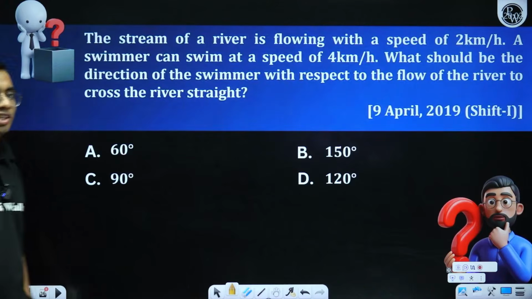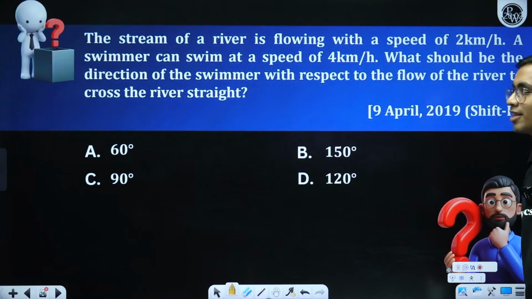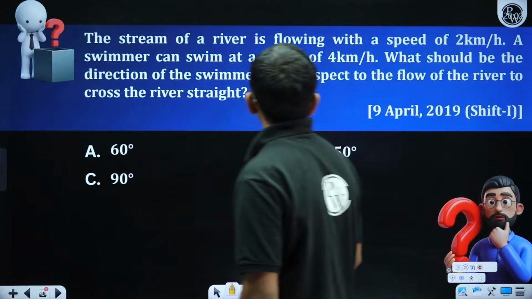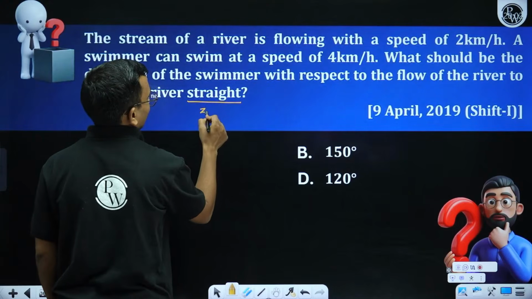Minimum time condition it was. Next question. The stream of a river is flowing with speed this. A swimmer can swim at speed this. What should be the direction of swimmer with respect to flow of the river to cross the river? Straight. Straight means zero drift.